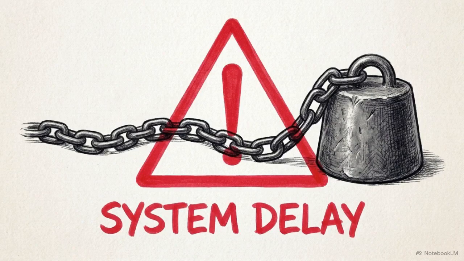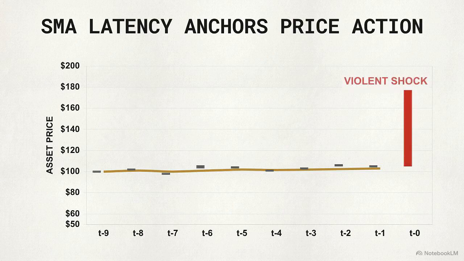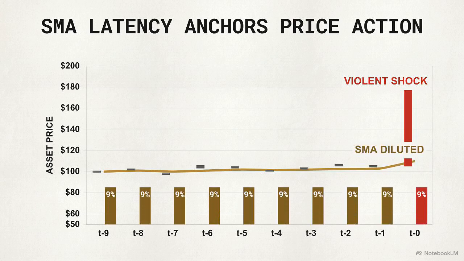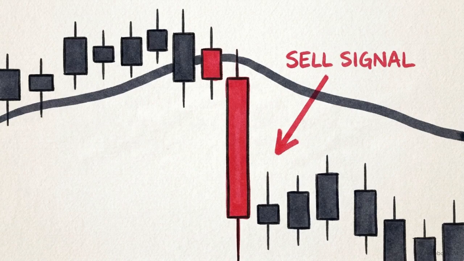That absolute smoothness introduces the SMA's critical vulnerability, severe latency. Consider a sudden volatility gap. Right here at the current time, T0, the asset experiences a violent upward price shock. The SMA line barely registers the event. The N-1 historical data points mathematically anchor the average down, heavily diluting the impact of the new shock. The indicator recognizes the regime change far too late to be actionable.